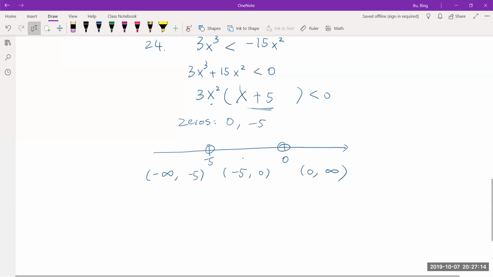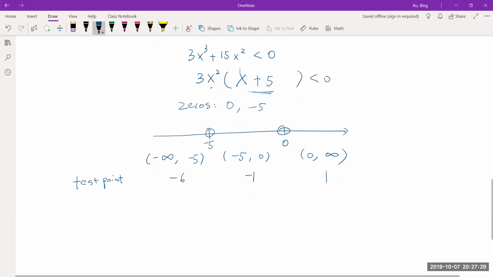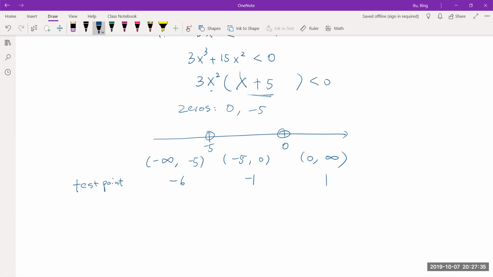Okay, now I'm going to pick a test point from each interval. -6, I guess. Here, -1. Here, 1. Just barely enough. Okay, then I want to decide if each test point will make this expression positive or negative, right? We want to find the one to make this negative. Okay, so I want to test 3x squared times x plus 5.